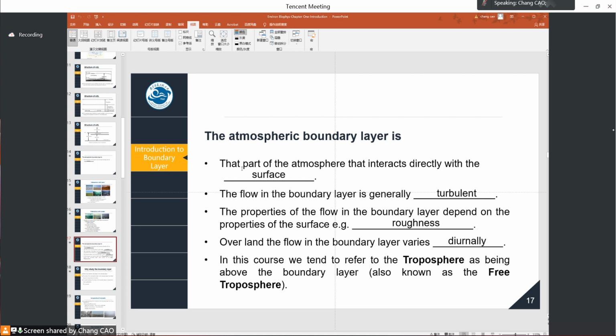For example, for the temperature, we will see very obvious diurnal variation. So usually, over land, the flow in the boundary layer varies diurnally, on time scales of less than a day. Do you have any question about the characteristics and also the definition of the atmospheric boundary layer? Do you have any question? Okay, if you do not have, I will continue.